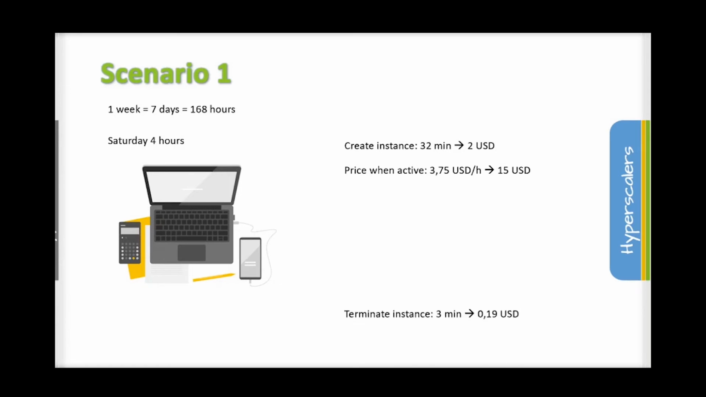Finally, once you have finished your active work, don't forget to terminate the instance if you don't want to have more extra cost. That will take 3 minutes and a cost of 19 cents. To sum up, the total cost of using 4 hours, one single day, the instance is approximately $17.19. In SAP CAL, you have the option to schedule a date and time to suspend or terminate the instance in case you are afraid of forgetting it.